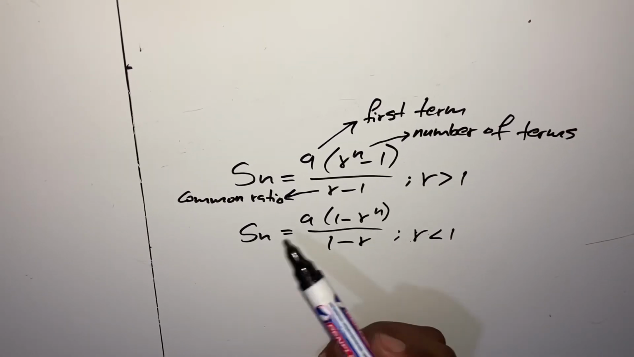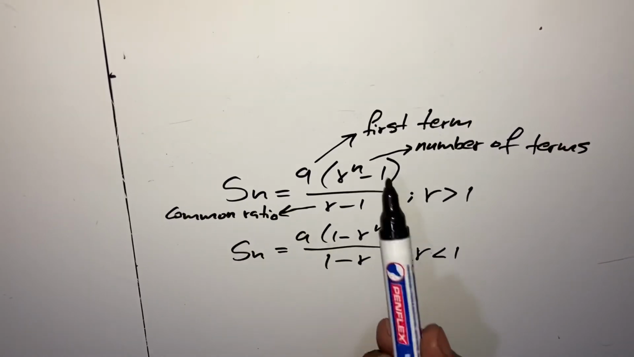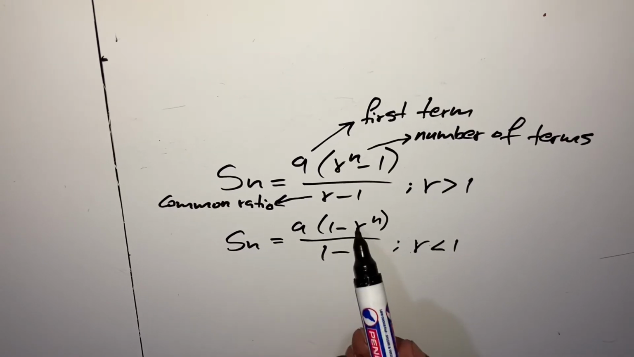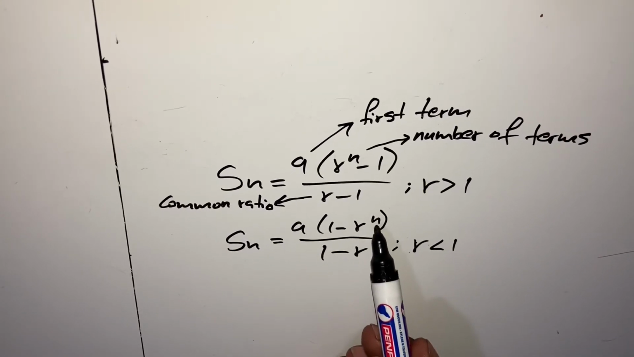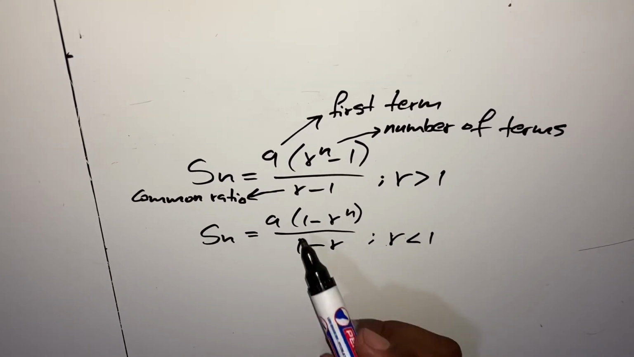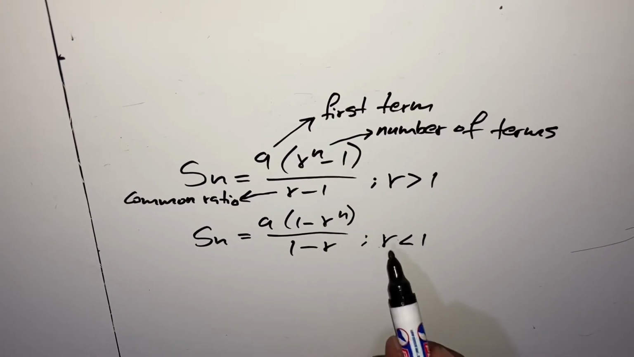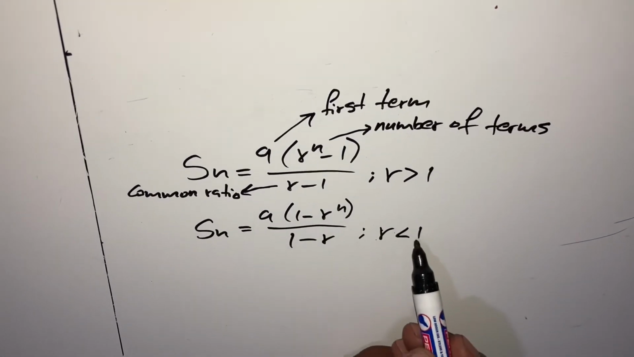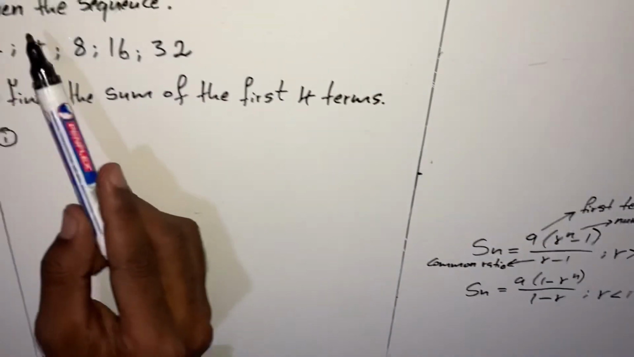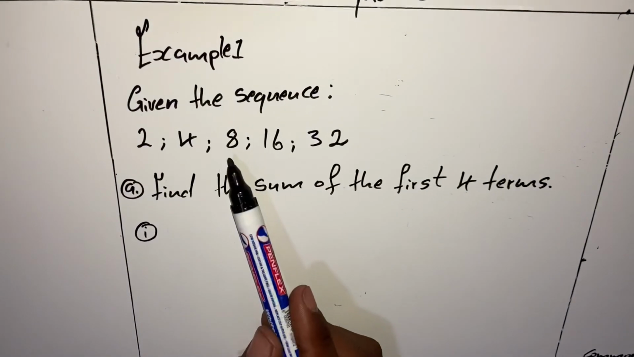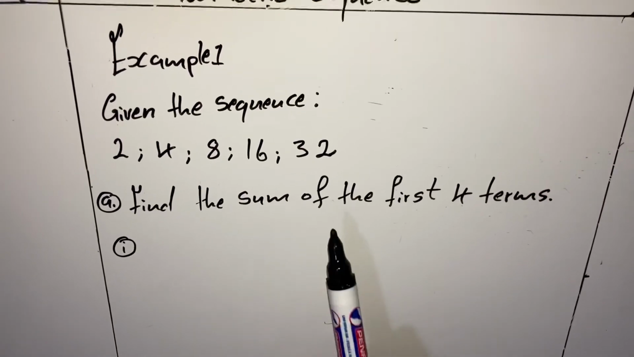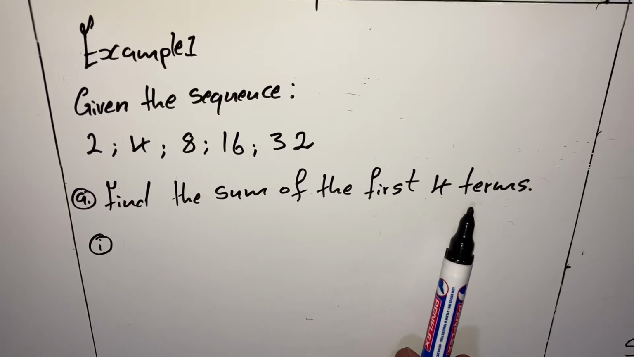In this instance, we are still having the same naming. A is the first term, R is the common ratio, N is the number of terms. But now what changes is the condition. For you to start with 1 subtract R to the N, it's when your R is less than 1. So let's go to our example. Given the sequence 2, 4, 8, 16, 32, find the sum of the first 4 terms.